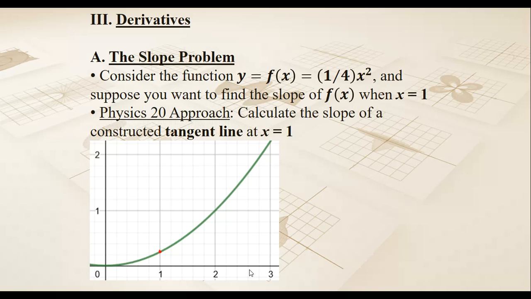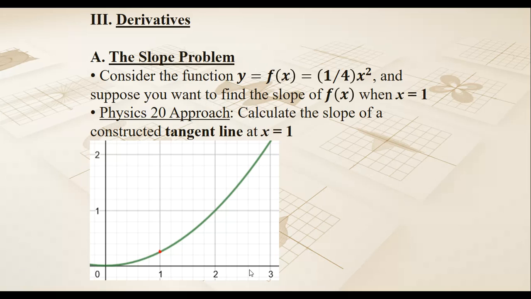Now, back in Physics 20, we did this, because in the first unit of study on one-dimensional kinematics, we looked at the slope of a position-time graph. Back then, the slope of a position-time graph represented velocity, and the slope of a velocity-time graph represented acceleration. There were some instances where we had a position-time graph with a direct square variation to it, and we needed to figure out what the velocity was at a given point. The way we did it back in Physics 20 is we constructed something called a tangent line.